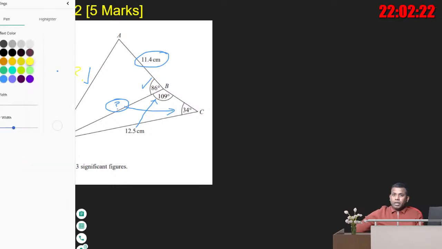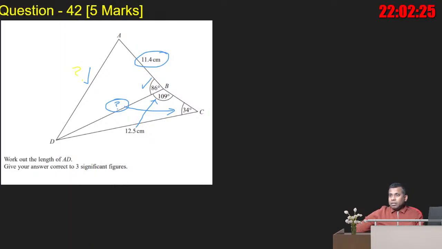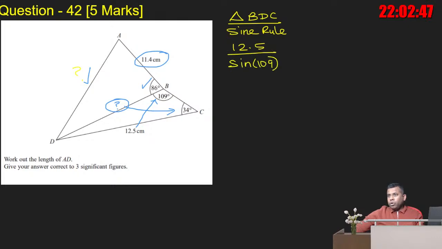I'm going to choose a yellow color, as it's easy to write and easy to see the handwriting. So for the triangle BDC, underline sine rule. I'm going to use the sine rule. So I'm going to use 12.5 over sine 109. Careful, you need to know how to use the sine rule in your GCSE. BD over sine 34.